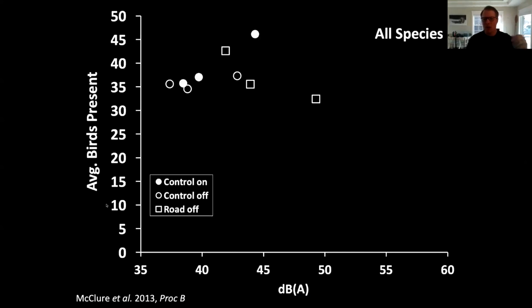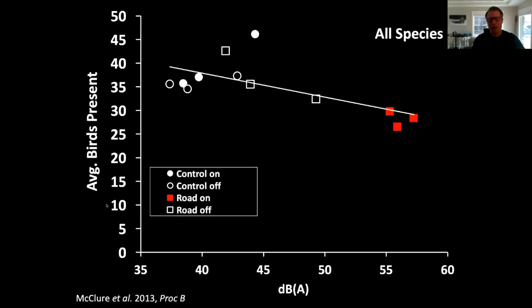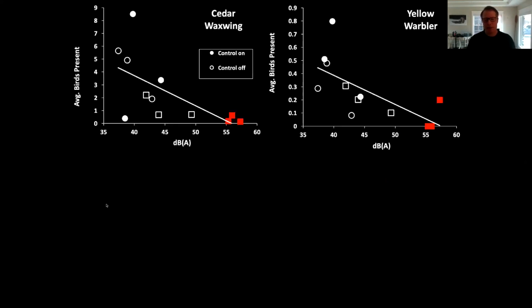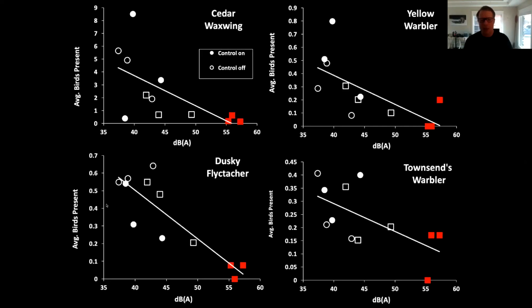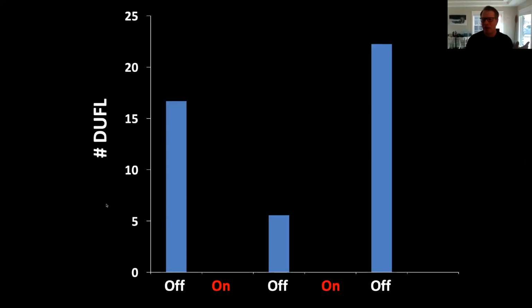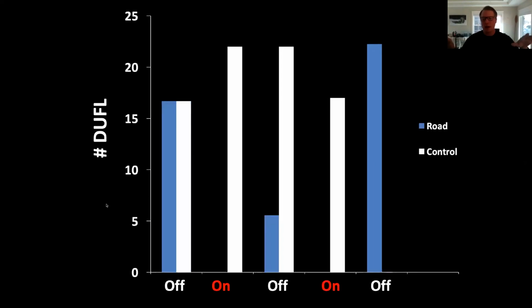And when we turned the noise on, the control sites bumped a little, but not significantly. But the road site itself, almost 30% of the birds avoided that site. 13 of 22 species overall. And if we drill in and look at some individual species, we can see that some of these avoided the area completely, the red blocks that go all the way to 0. And what that looks like if we zero in on dusky flycatchers is that when the road was off, they were there. We turned it on, they left. Off they came back, on they left. Off they came back. Where at the control site, we got a pretty equal abundance.